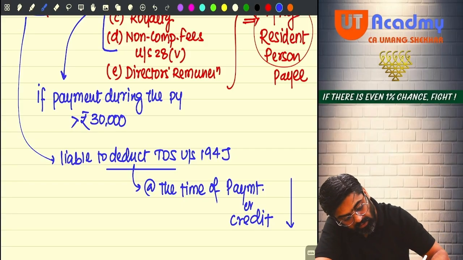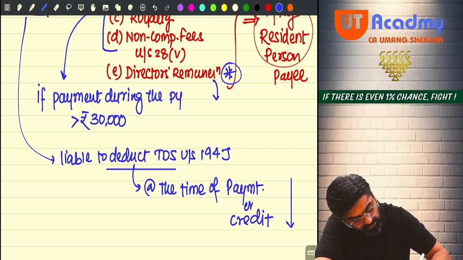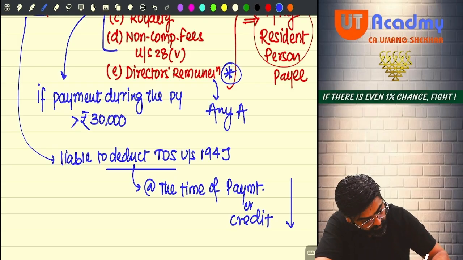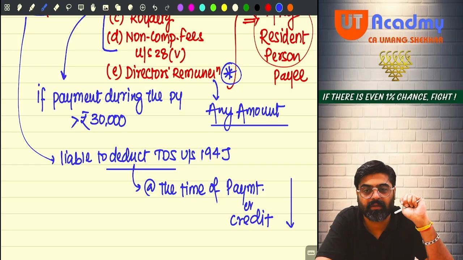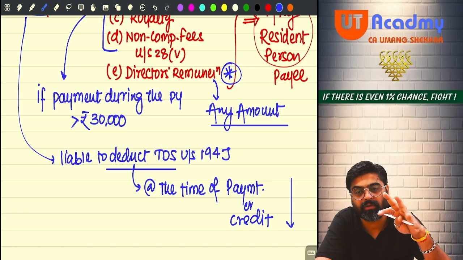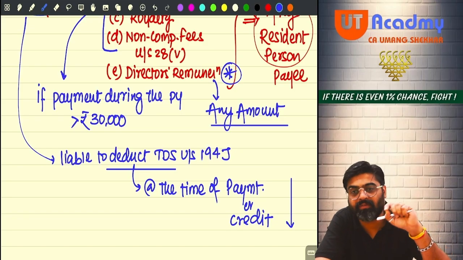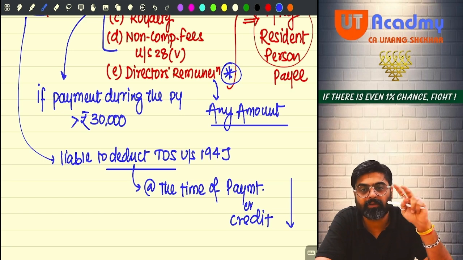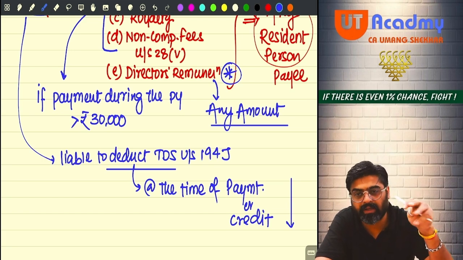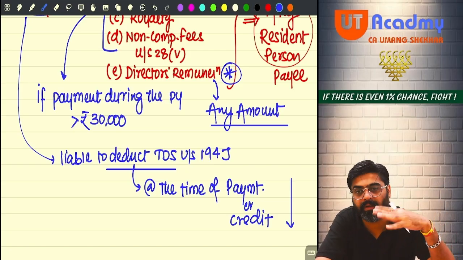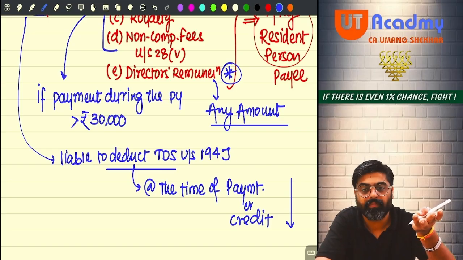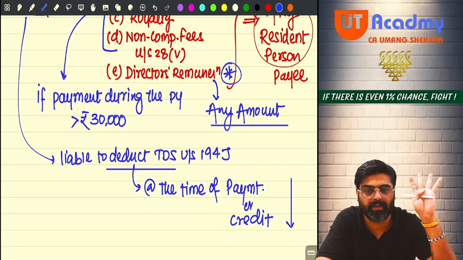Now for the last one, director's remuneration, any amount. Any amount means there is no restriction of 30,000. Even if the director's remuneration paid is 5,000, TDS is to be deducted. Even if it is 20,000, still the TDS will be deducted. If it is 30,000, then also TDS. More than 30,000, then on any amount of director's remuneration paid during the relevant previous year, the TDS must be deducted at the time of payment or credit, whichever happens earlier.